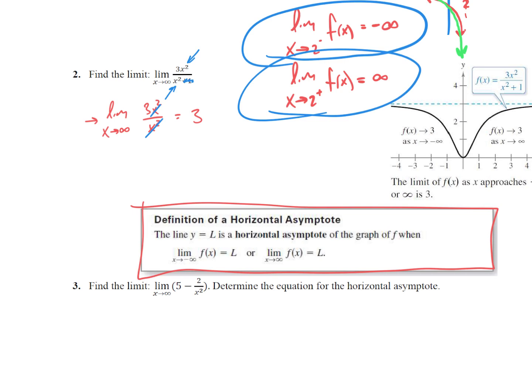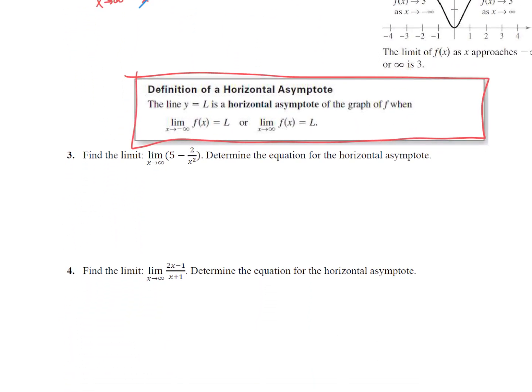In the past, the only way for us to find horizontal asymptotes was to find the inverse of the original function and then figure out where there would be a vertical asymptote of that function. But now with rational functions, we can use limits to find those horizontal asymptotes instead. So let's just apply that here to example 3.